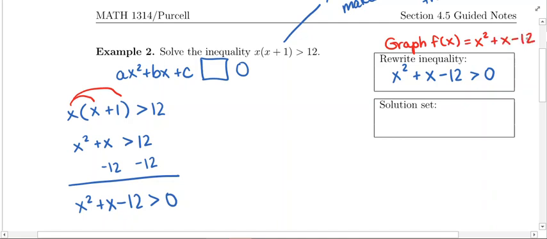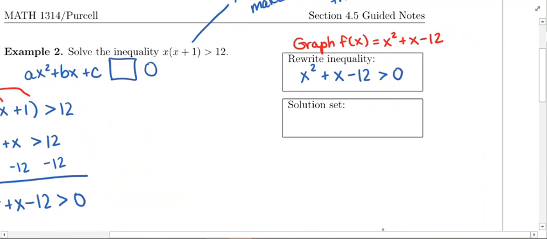Okay, we have to graph the non-zero side. When you look at this, remember you only need two things. Does this thing open up or down? What are the x-intercepts? Okay, so here we go. The number in front of x squared here is the a value. It is positive, it's 1. So since a is 1, a is positive, that means the parabola opens up.